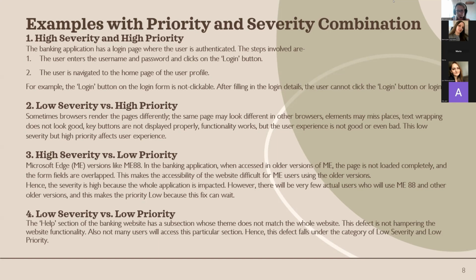The next example is low severity versus low priority. The help section of the banking website has a subsection whose theme does not match the whole website. This defect is not hampering the website functionality. Also, not many users will access this particular section. Hence, this defect falls under the category of low severity and low priority.